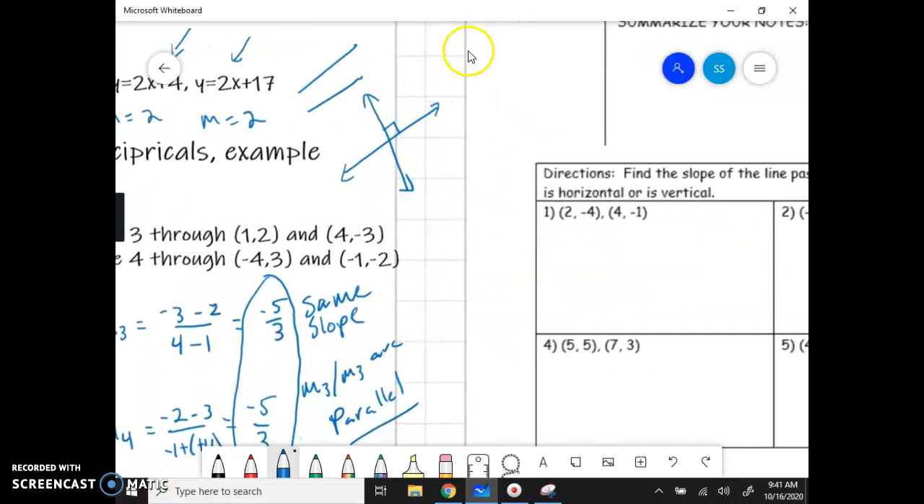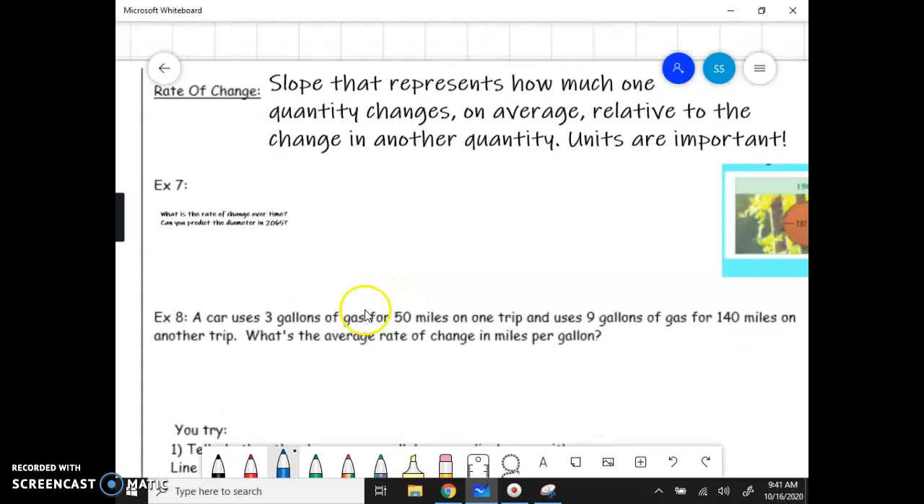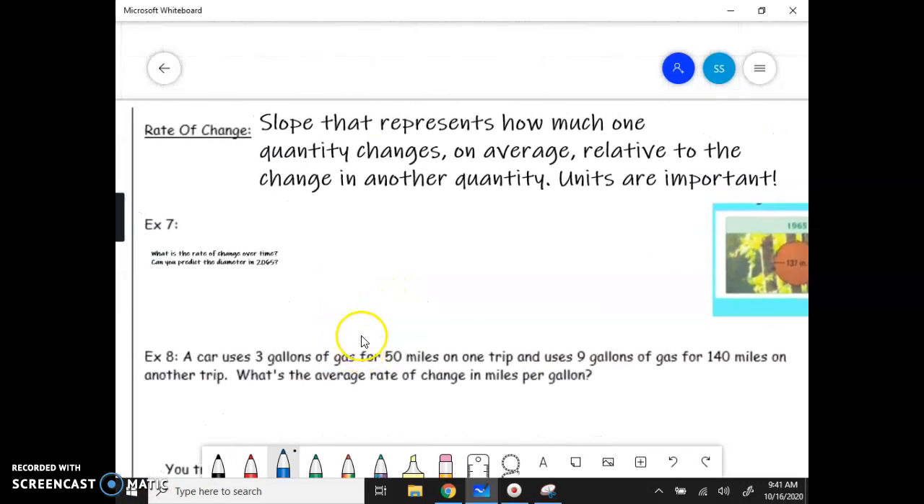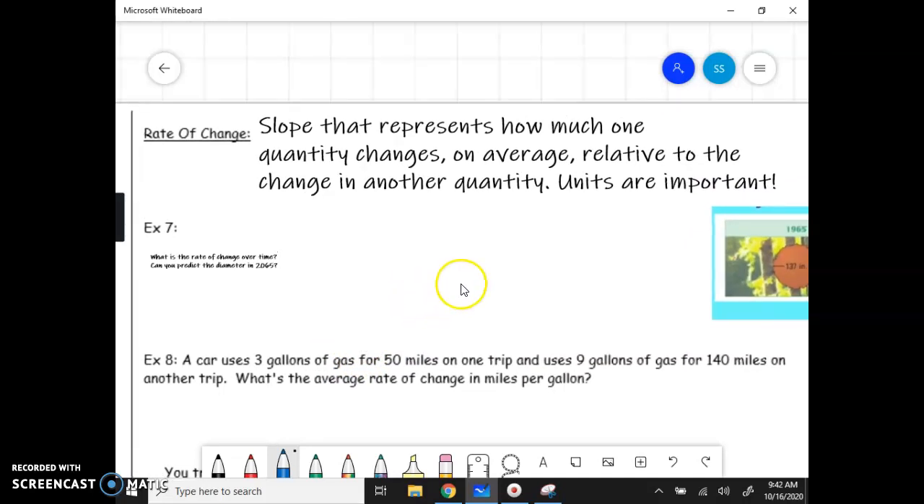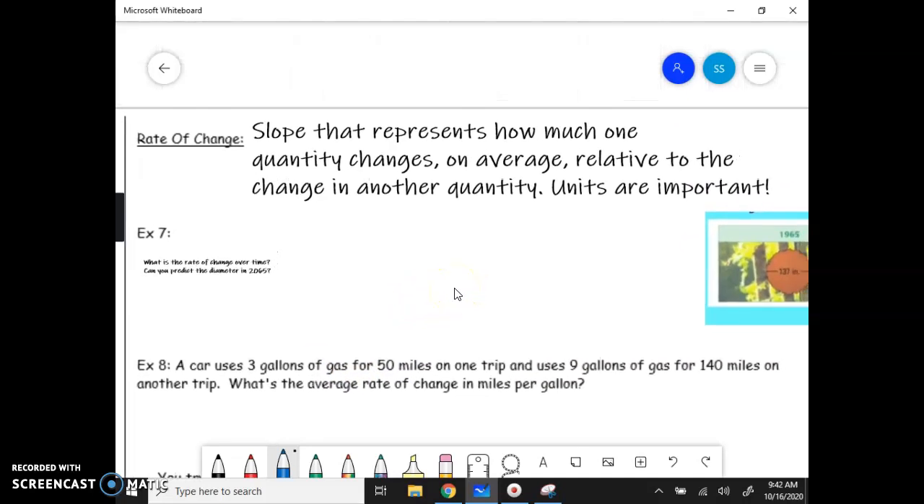All right, moving on. Let's see, what else we got? We've got the definition of rate of change, so we'll get this written down. The slope represents how much one quantity changes on average relative to the change in another quantity. The units are important here. So pause the video and write that down.